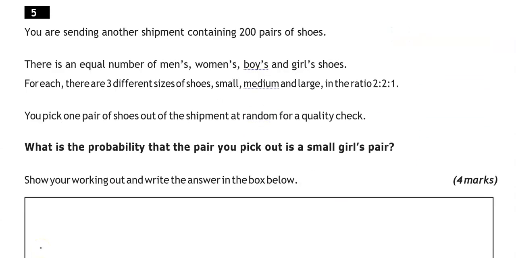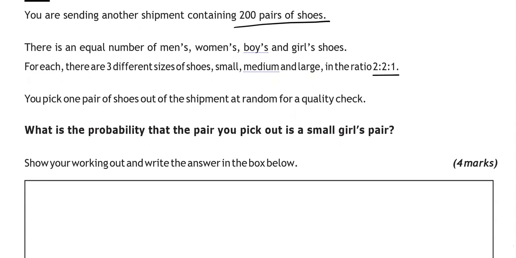You are sending another shipment containing 200 pairs of shoes. There is an equal number of men's, women's, boys' and girls' shoes. For each, there are 3 different sizes of shoes, small, medium and large, in the ratio 2 to 2 to 1. You pick one pair of shoes out of the shipment at random for a quality check. What's the probability that the pair you pick out is a small girl's pair? Show your working out and write the answer in the box below.